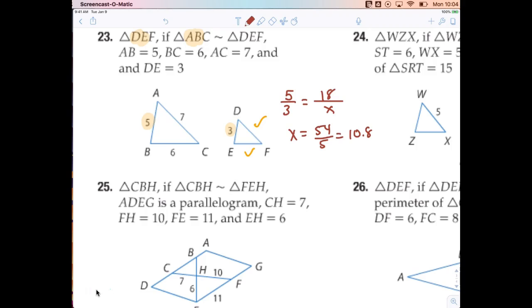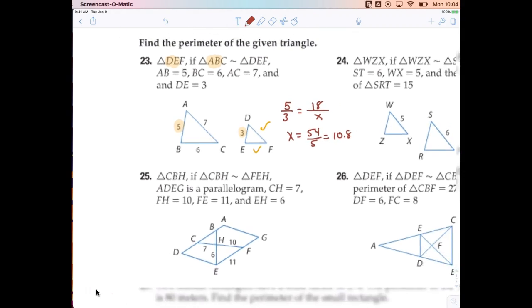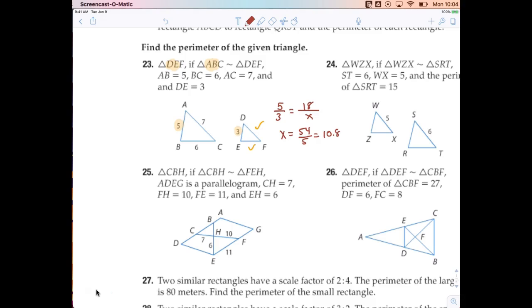And the way I try to explain to kids is that because length is a single dimension, the ratio of the sides is equal to the ratio of the perimeters. The ratio of the sides is equal to the ratio of the perimeters. Anybody got any questions with that? All right. Then soon we'll talk about the ratio of the areas and the ratio of the volumes. It's a little bit harder.